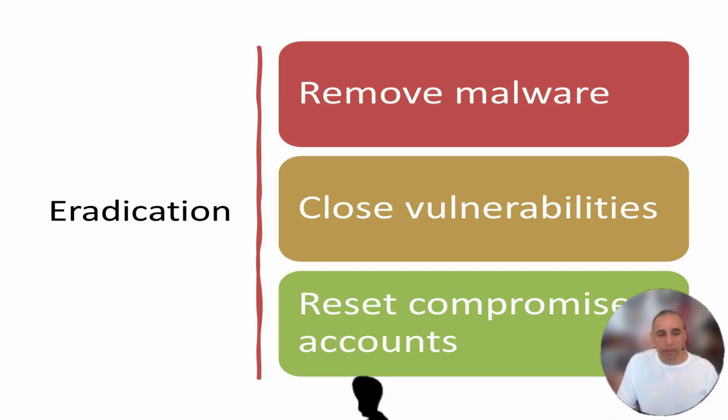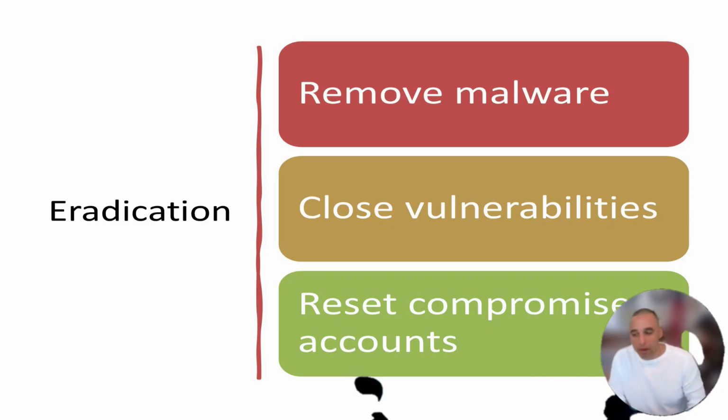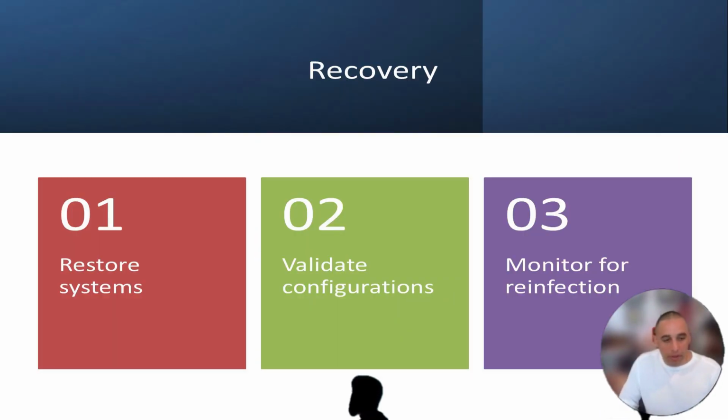Reset compromised accounts. Attackers often rely on stolen or brute-forced credentials. Resetting passwords, revoking tokens, rotating API keys, and enforcing MFA helps eliminate unauthorized access. In more severe cases, accounts may need to be disabled entirely. Proper identity cleanup is critical because failing to address compromised accounts can allow attackers to slip back in, even after malware is removed. Once the threat has been contained and eradicated, the focus shifts to safely bringing systems back online and ensuring the environment is stable, clean, and secure.